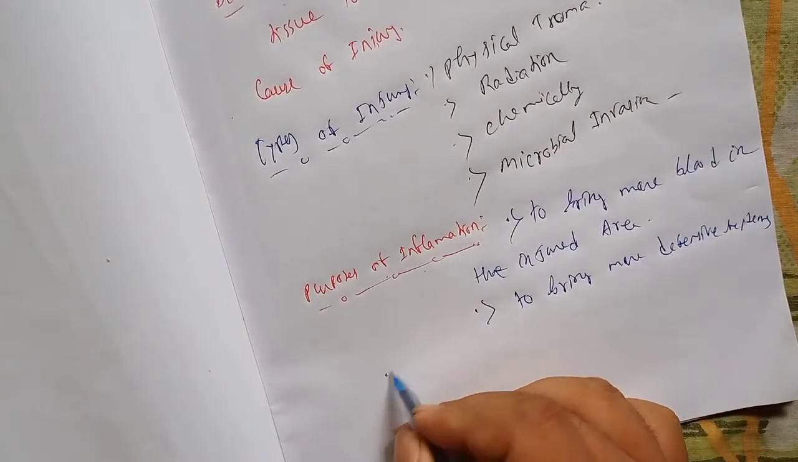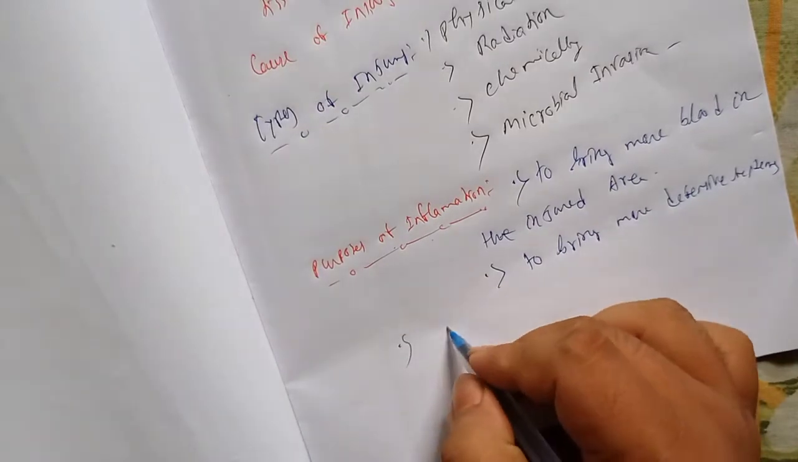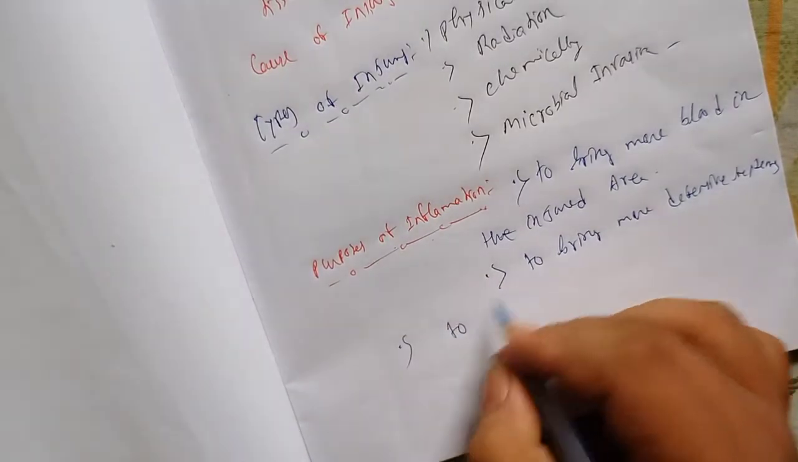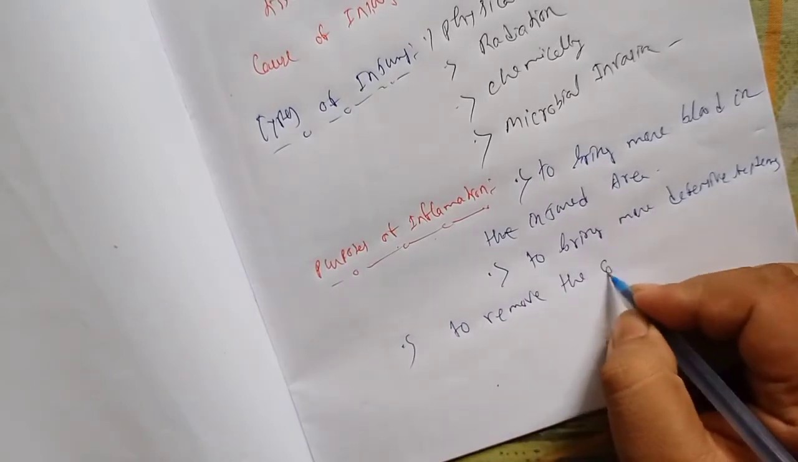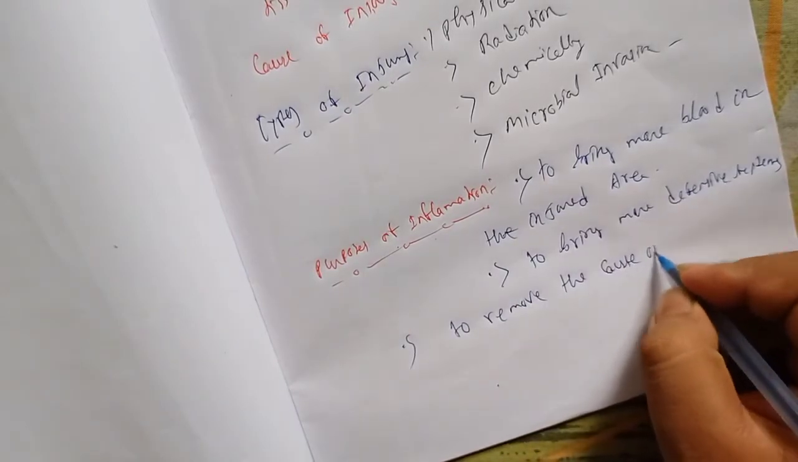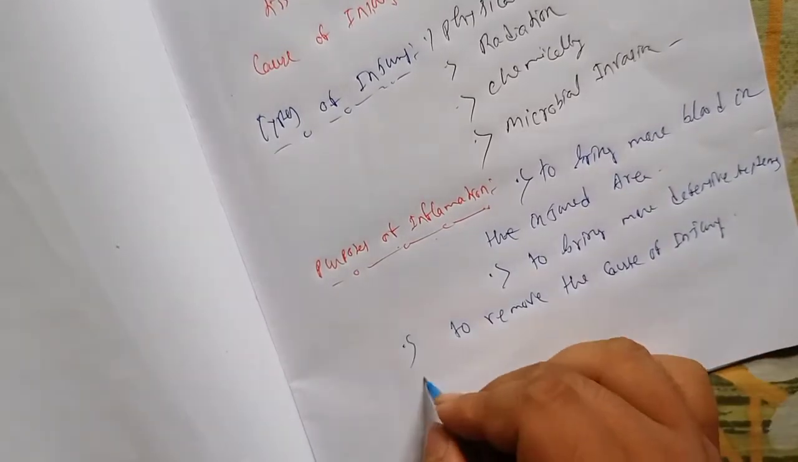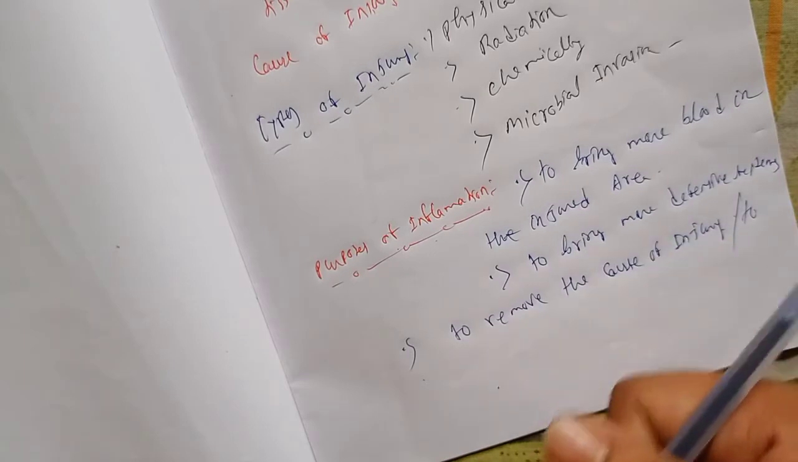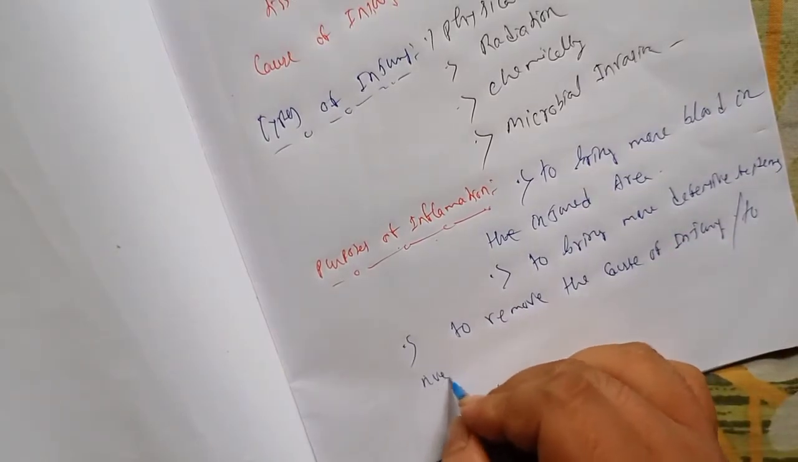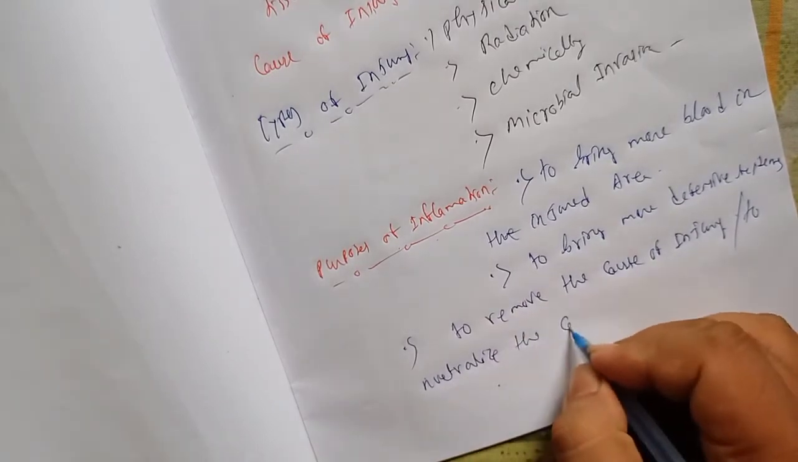So another thing we can write is to remove the cause of injury. Then you can write, or to neutralize the cause of injury.